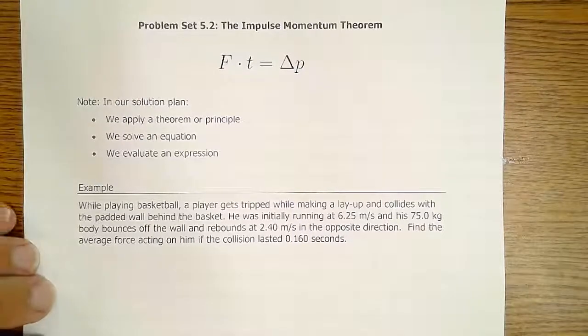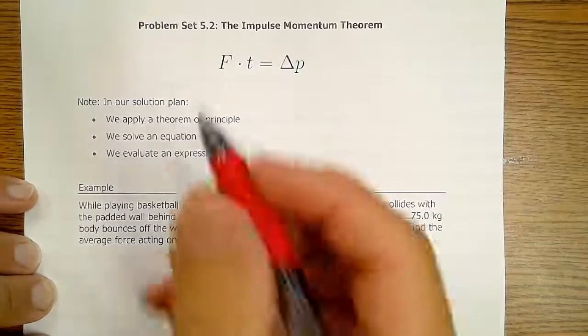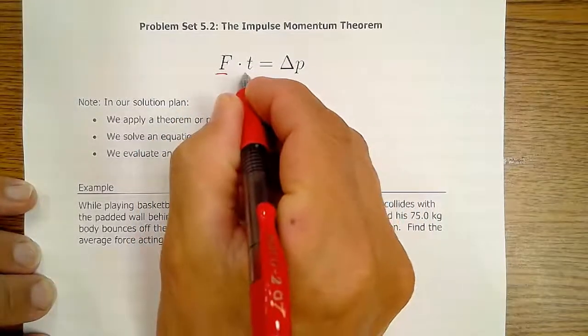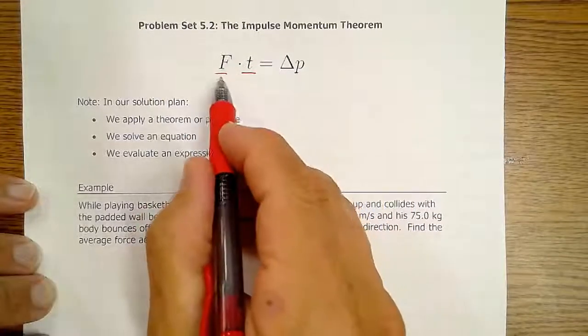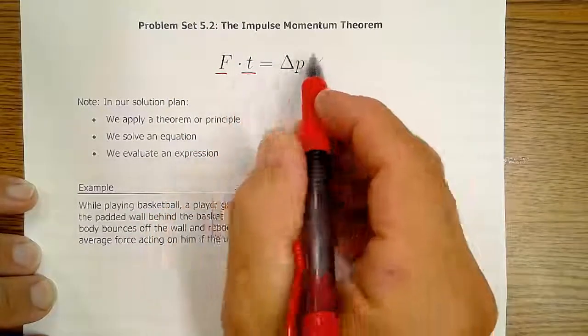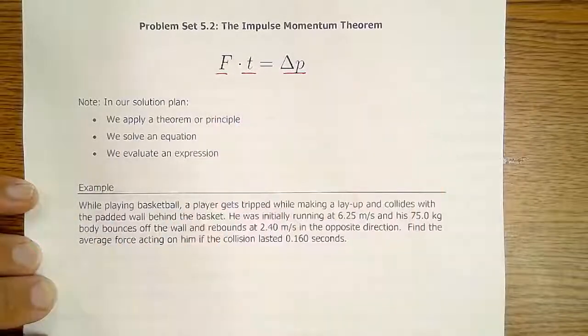So the impulse momentum theorem tells us that a force times the time that the force is applied, which we call the impulse, causes the momentum of a system to change. So we're going to solve an example problem of how you apply this, and then you're going to solve some of your problem set today.